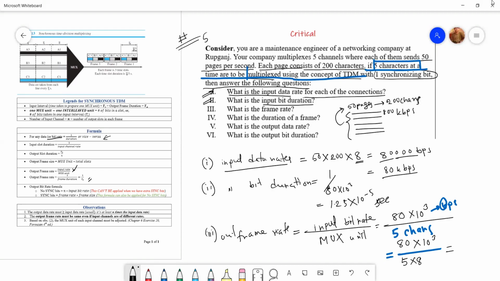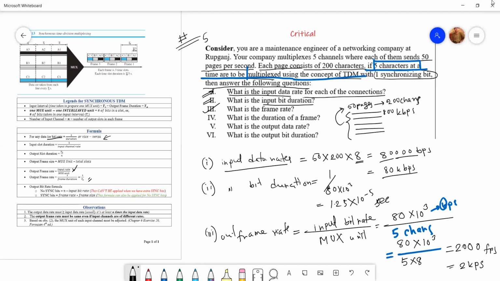So that's going to be our 80 into 10 to the power 3, divided by 5 into 8. That is going to give us the answer 2000. So 2000 FPS, or we can say 2 kilo FPS. It is our output frame rate.